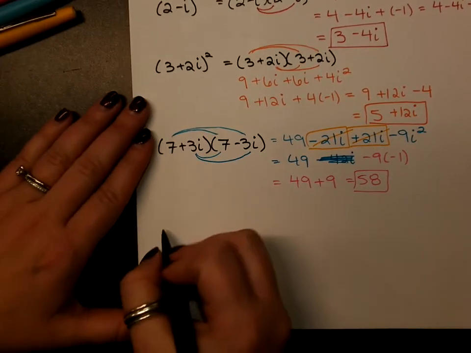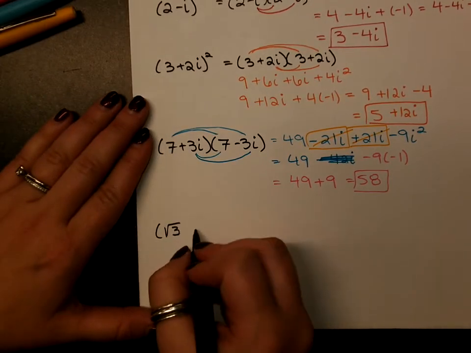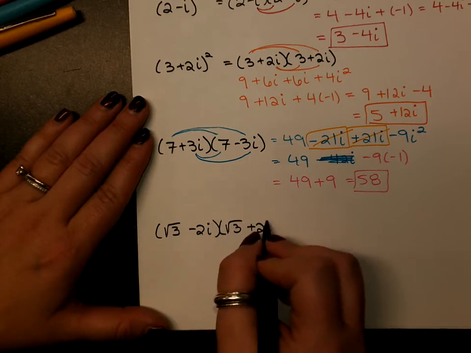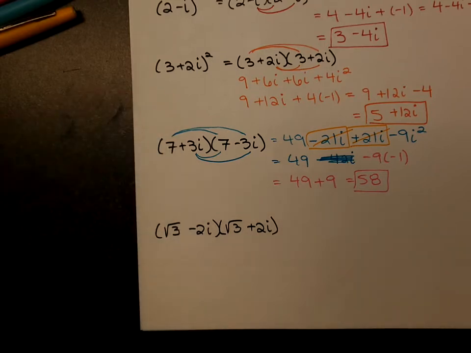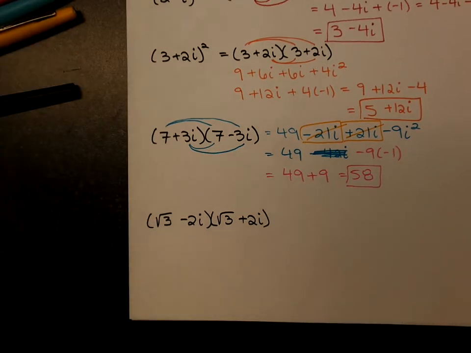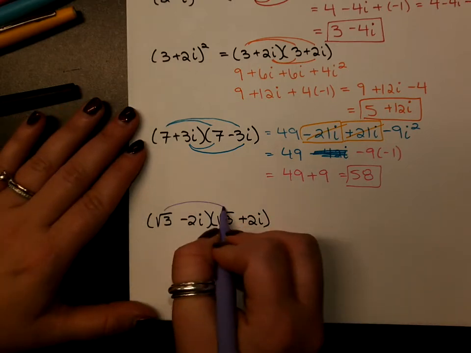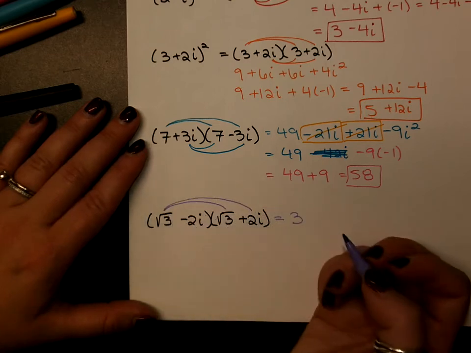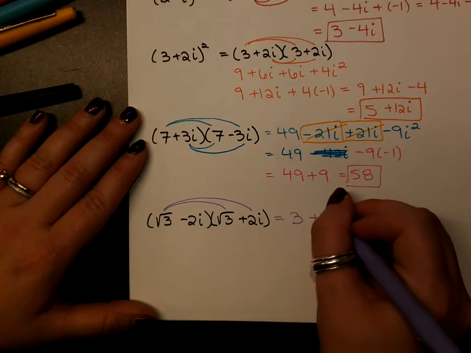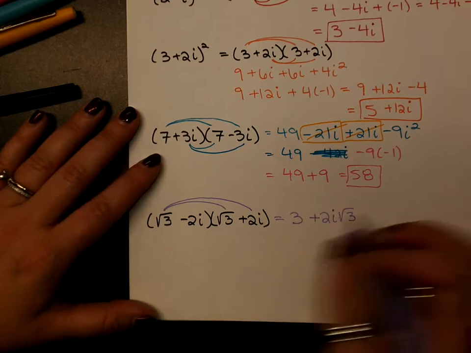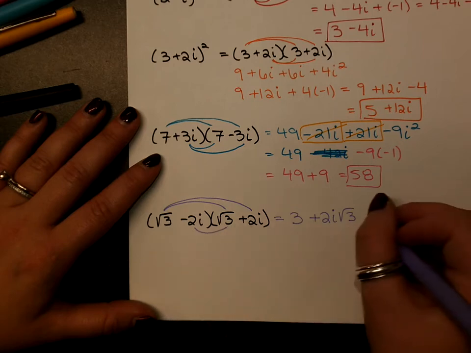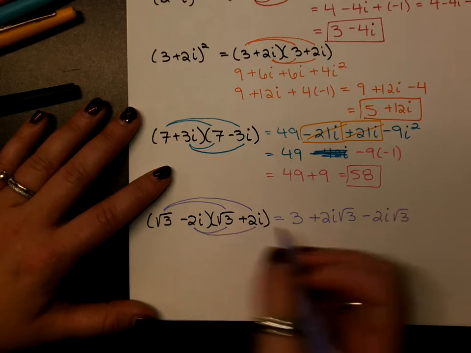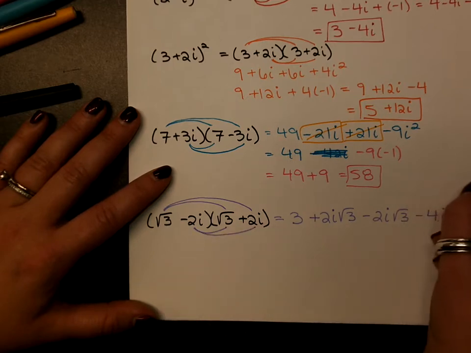Let's try one more. Radical 3 minus 2i times radical 3 plus 2i. Now don't panic because of the radicals. You know how to work with these. Radical 3 times radical 3 is just 3. Radical 3 times 2i is 2i radical 3, radical last. Negative 2i times radical 3 is negative 2i radical 3. And negative 2i times positive 2i is negative 4i squared.